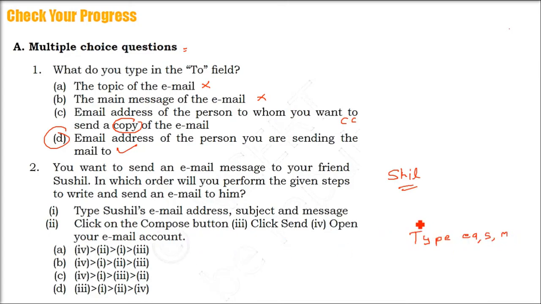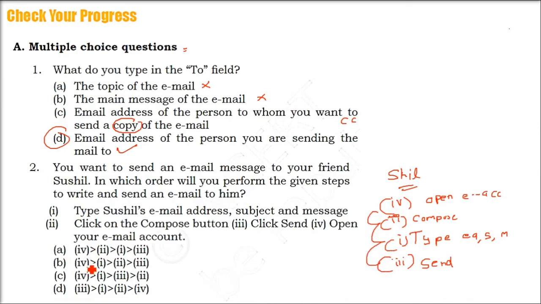Now click on the compose button. So compose button will be first. First you will press compose, then only this email address, subject and message will come. So it will come above it. Now click send. Once you compose it, then you will send. Now open your email account. So in order to compose, you have to open your email account. So opening an email account will come first. So opening an email account, then composing, typing all the information, and then sending. Right? So this is the order you are going to follow.